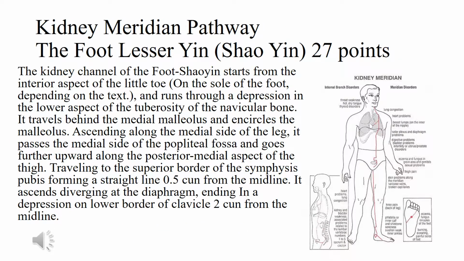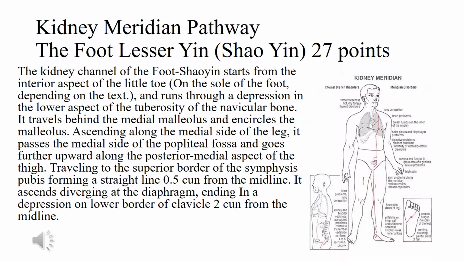Kidney, all yin organs except the spleen. The main meridian starts on inferior aspect of little toe, joins the spleen and liver at spleen 6, enters the spine at DU 1, goes up the spine internally to the kidney. Branch 1, from kidney to urinary bladder. Branch 2, from kidney to liver and lung. It ascends the throat to terminate at the root of the tongue.